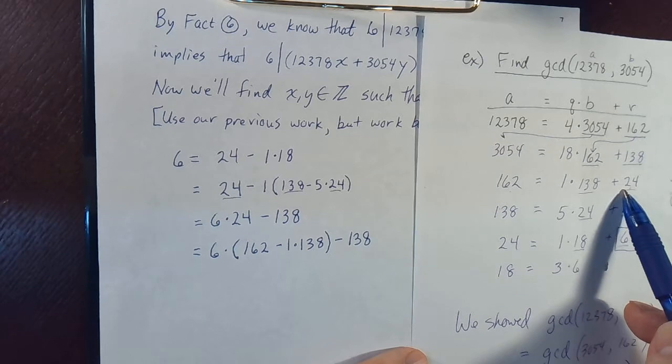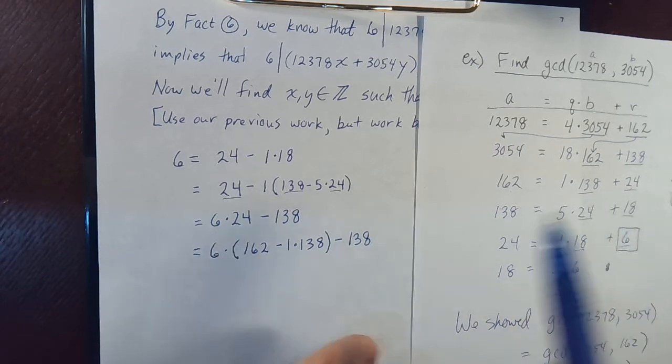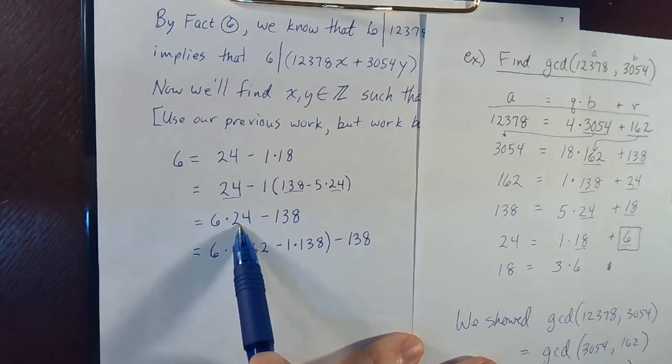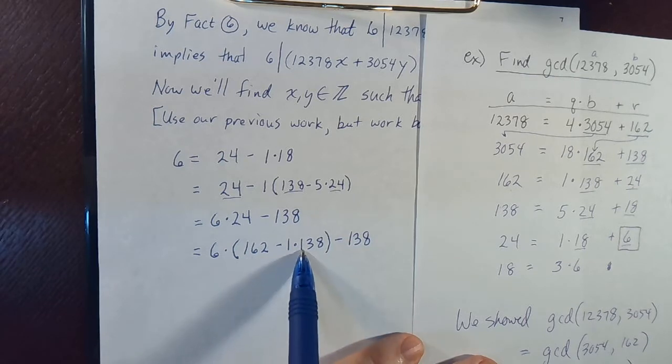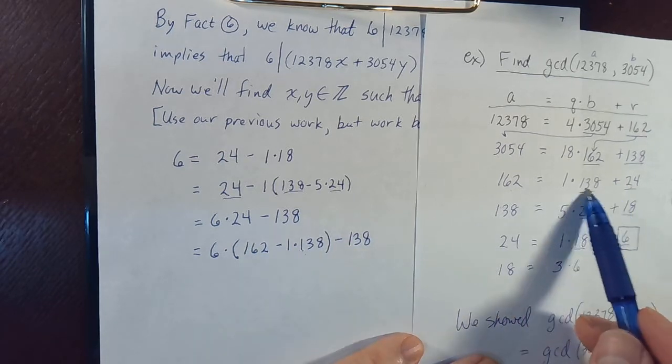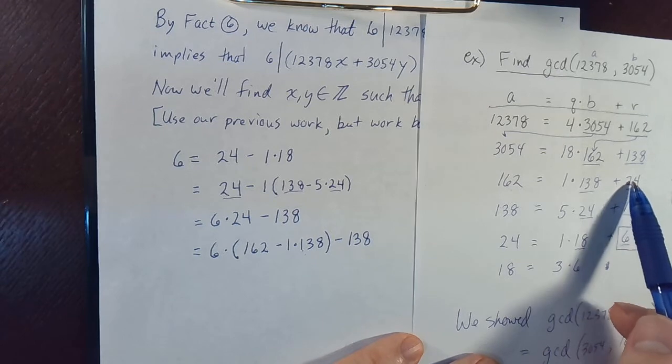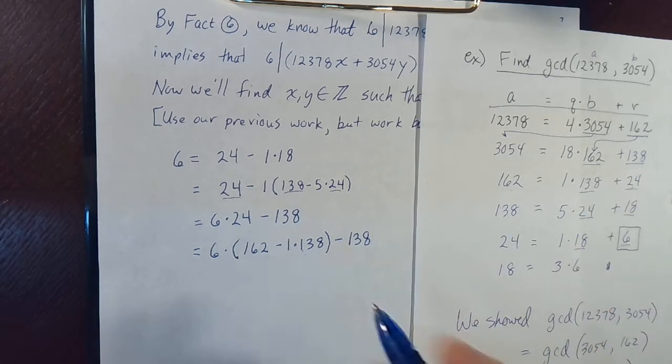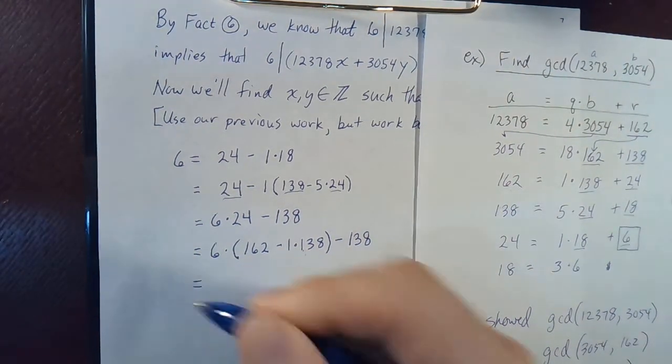24, I hope I said that correctly. I replaced this 24 right here with 162 minus 1 times 138, which came from this equation. Now we're going to go back up one. Well, first let me do some simplifying.